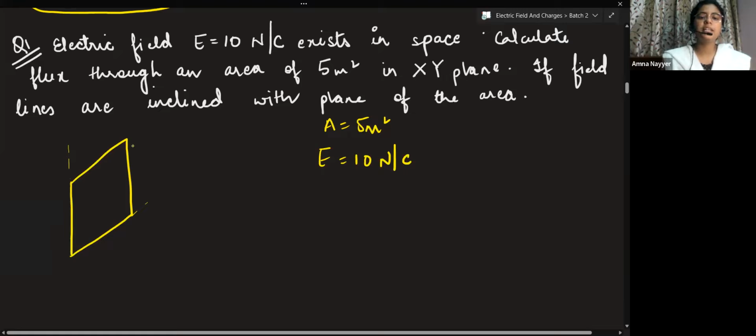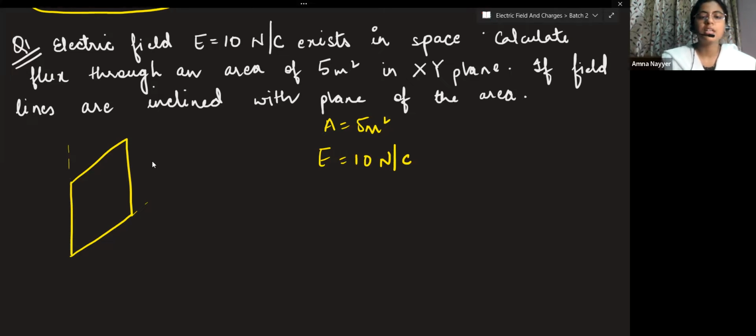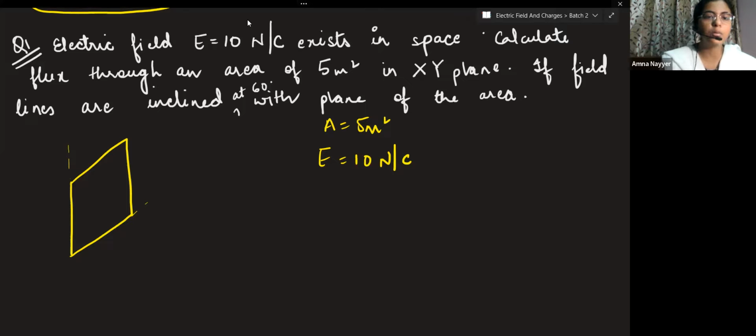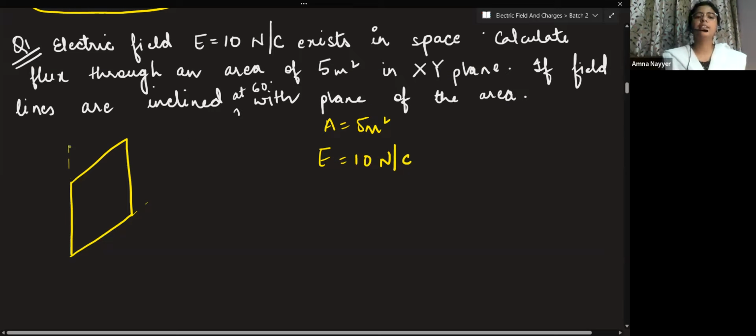So the electric field lines are inclined. The angle is not mentioned, just mention the angle: inclined at 60 degrees with the plane of the area. Just add this. Without this, you won't get the answer. Electric field lines are inclined at 60 degrees with the plane. Plane means if this is your electric field, then the angle that it is making with the plane, this angle, is 60 degrees. And you have to calculate the flux. Just add the 60 degrees.